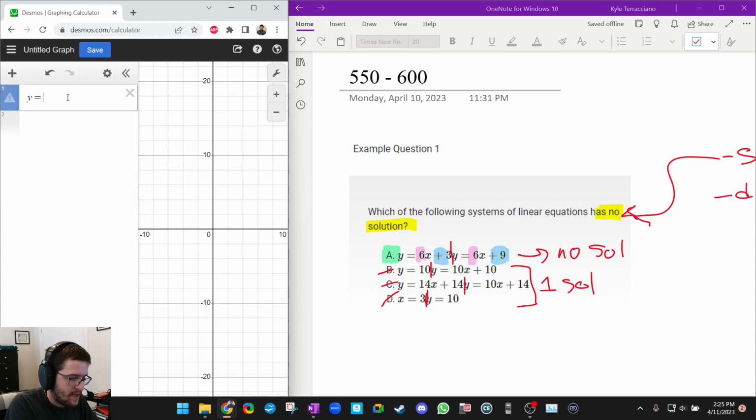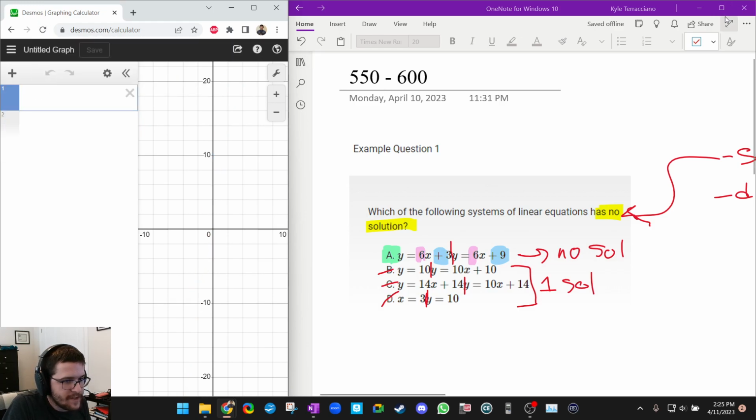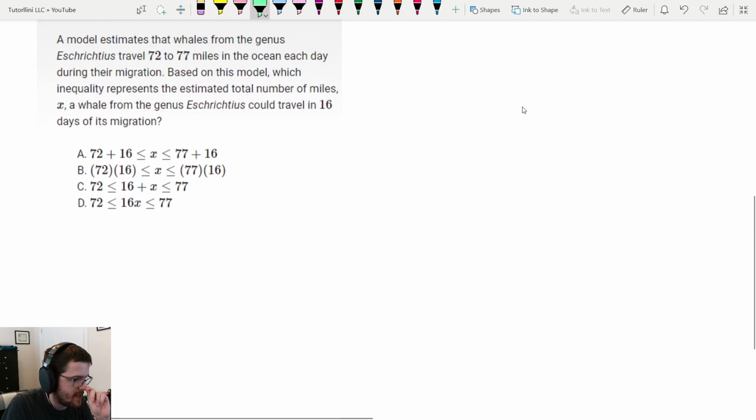And then y = 6x + 3, and y = 6x + 9. Those guys are perfectly parallel. They're never going to cross, so they have no solution. So that's our answer. Great. Let me just make sure we got another one in here.